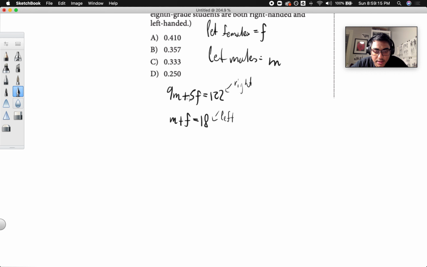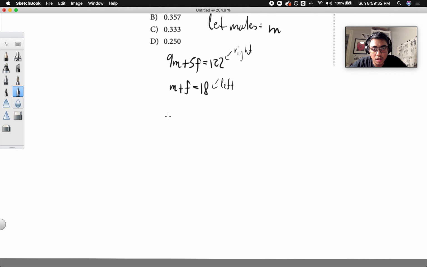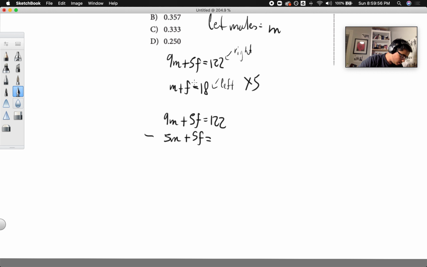Okay, so let's solve for male first. So actually no, let's solve for female first, using elimination. So we want to subtract these equations and cancel one of the variables out. So we have to multiply this equation by 5, so 5f can cancel out. So 9m plus 5f equals 122. And then multiply this one by 5, so you'd have minus, because we're going to subtract, 5m plus 5f equals 18 times 5 is 90, I think.